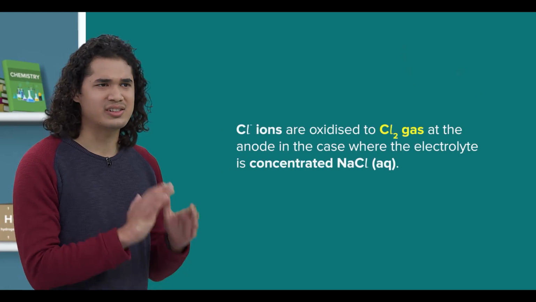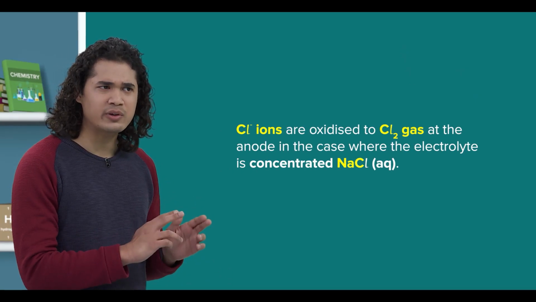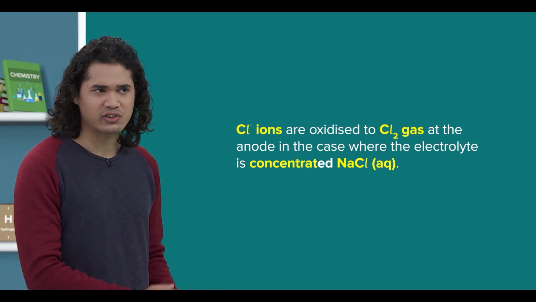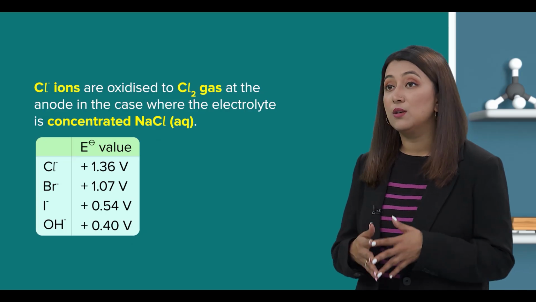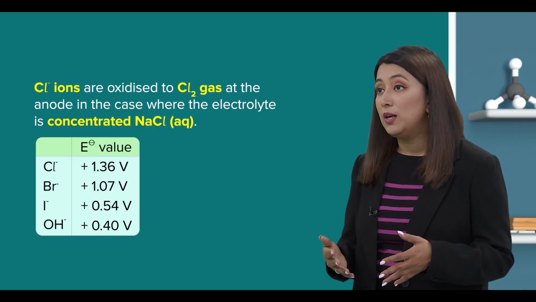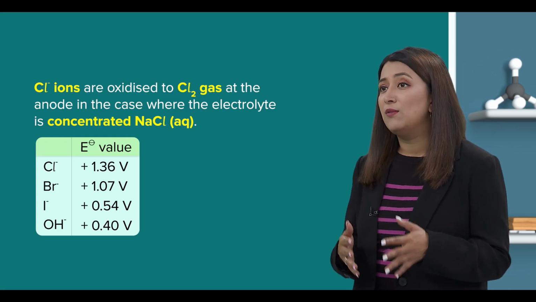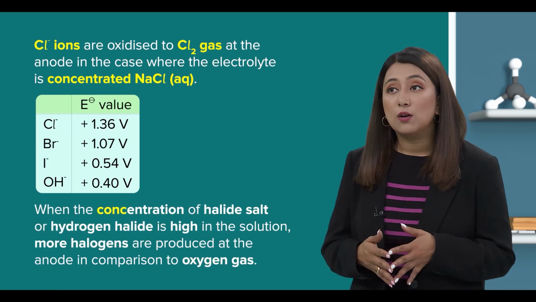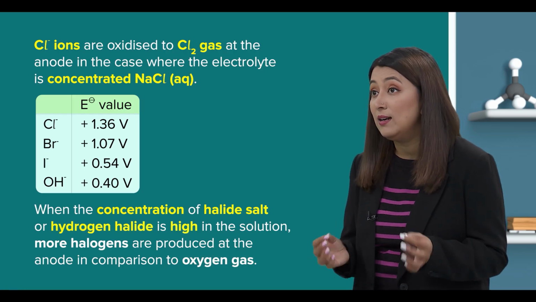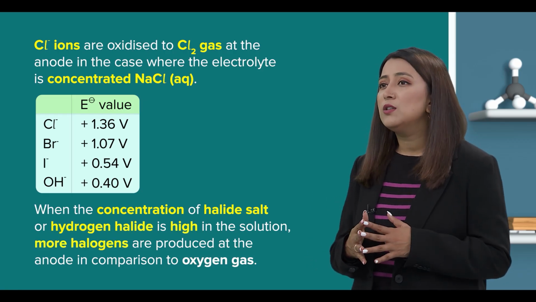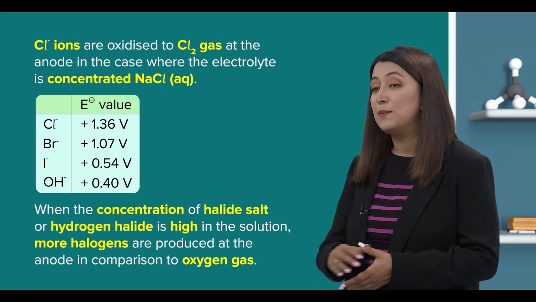Hang on, does that mean chloride ions will get discharged at the anode if the aqueous sodium chloride solution is concentrated? Yes, that's because the E0 values of ions of halogens such as chlorine, bromine and iodine don't have that much difference with that of hydroxide ions. If the concentration of halide salt or hydrogen halide is high in the solution, more halogens are produced at the anode as compared to oxygen gas.